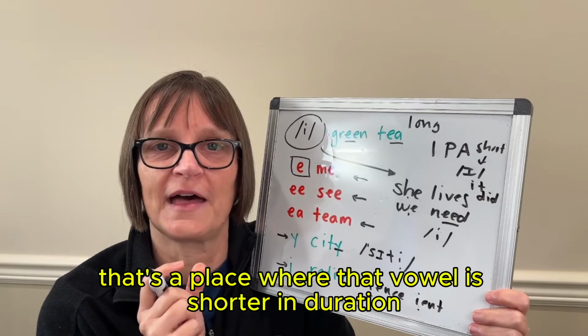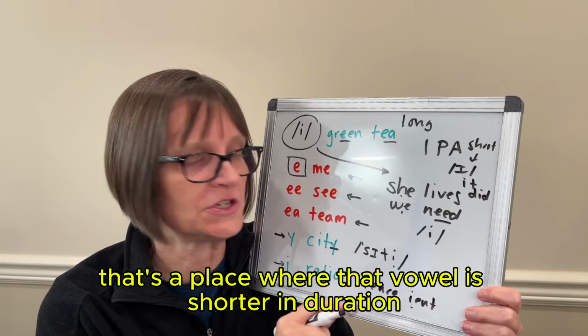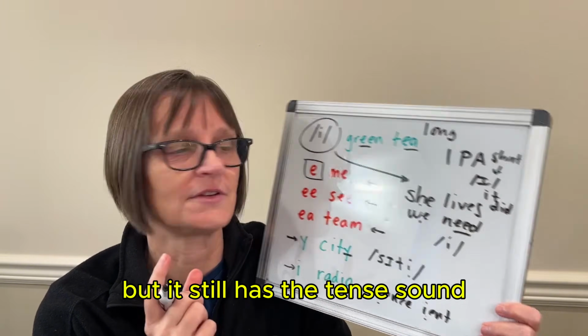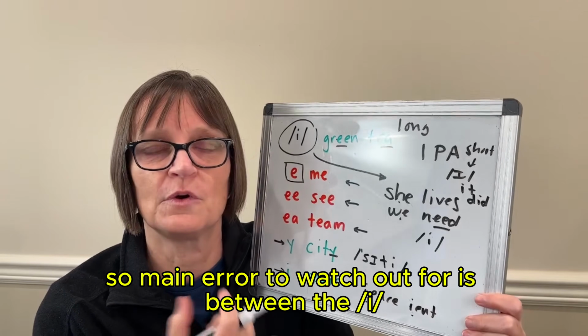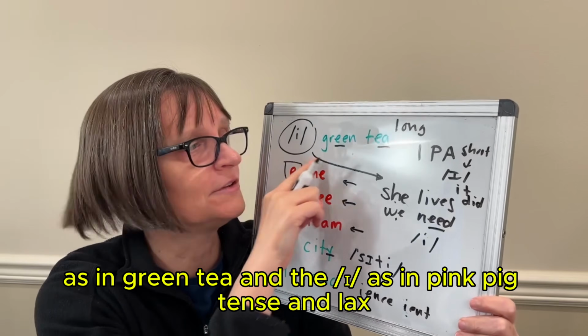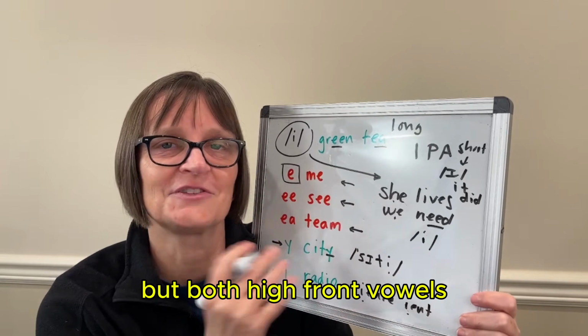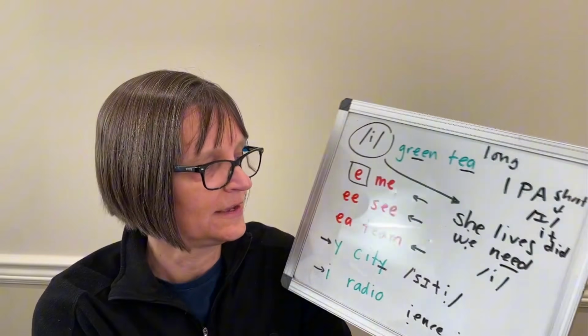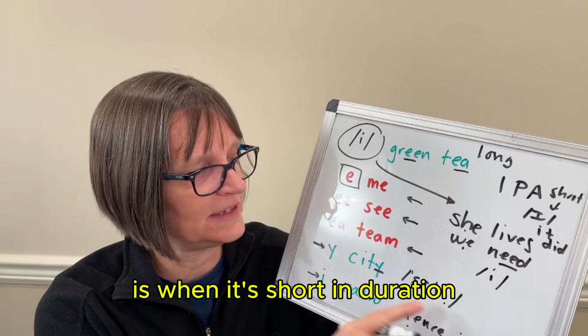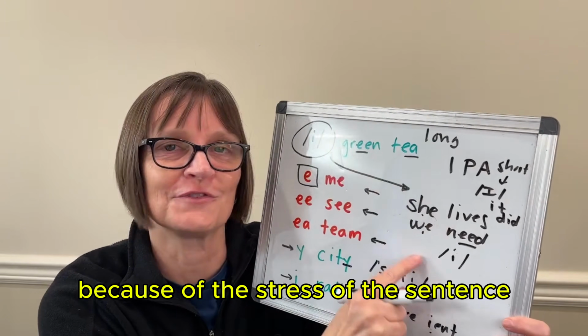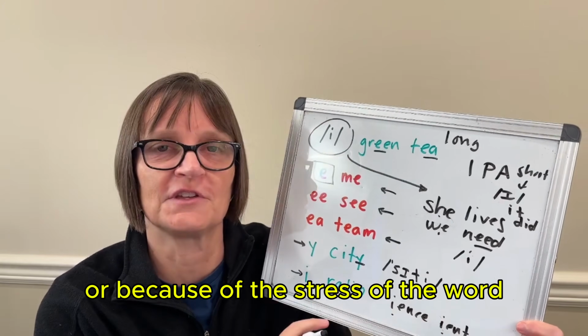Again, that's a place where that vowel is shorter in duration, but it still has the tense sound. So the main error to watch out for is between the E, as in green tea, and the I, as in pink pig, tense and lax, but both high front vowels. Where you're going to see the error on the E is when it's short in duration because of the stress of the sentence or because of the stress of the word.